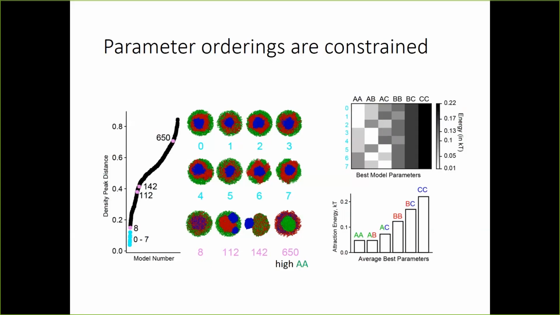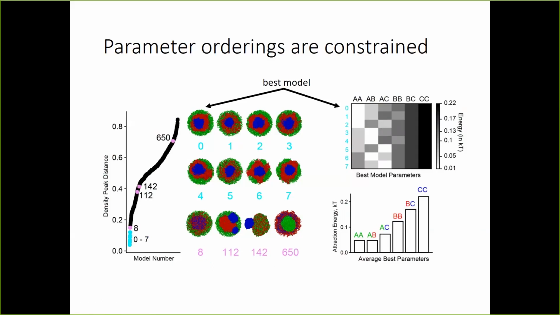So that kind of underscored to us the commonalities of the top 8 models. These are the average best parameters on the bottom right for these models, and you can see that generally going from A to C, there's an ascending order in terms of the strength that you want those interactions to have. So you want A to be the weakest and C to be the strongest.